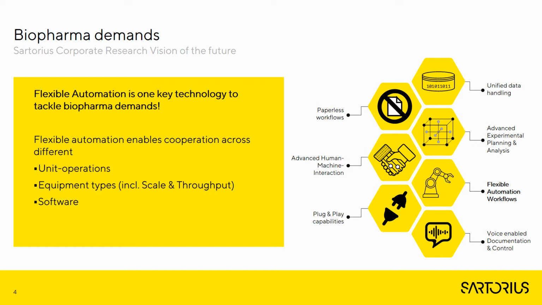This concept enables the cooperation across different unit operations, like a continuous connection of upstream and downstream processes, as well as shuffling and modification of equipment types, including the scale and throughput in pharmaceutical production plants. These principles also apply to software components or services.